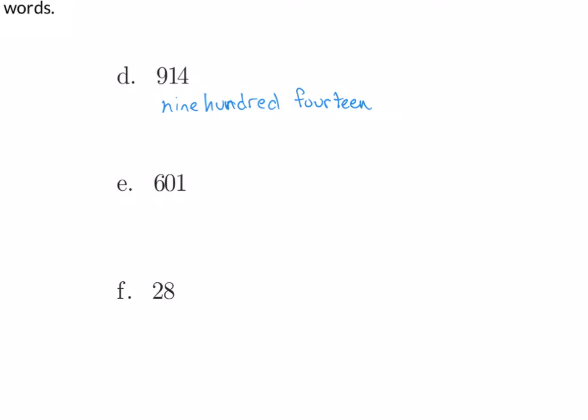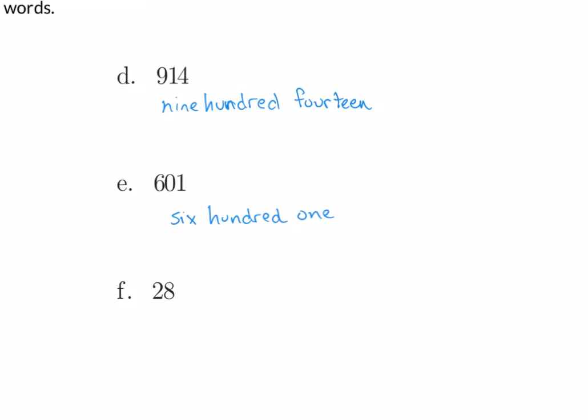All right, example E, we have a 6 in the left column, so that's going to be six hundred. We have nothing in the middle column, so we're just going to skip it and go on to the next digit, which is a 1. So for our final answer, we get six hundred one.